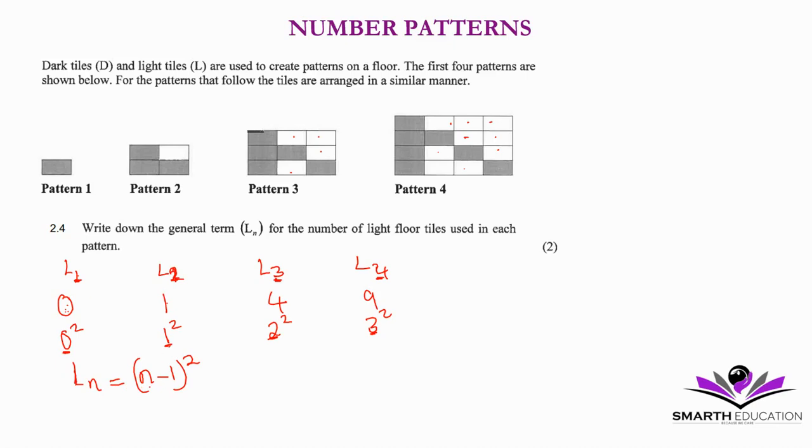We subtract 1 from the term number and then we square it to get the term. So that's what we're supposed to recognize there. So this is our Ln.